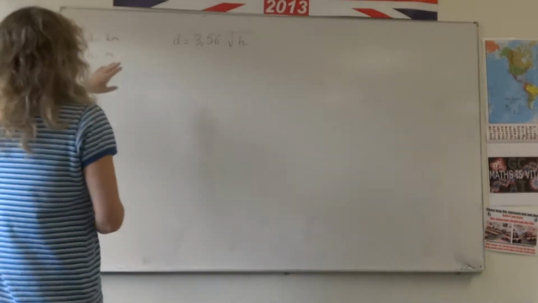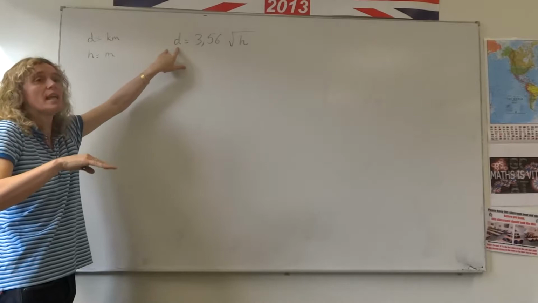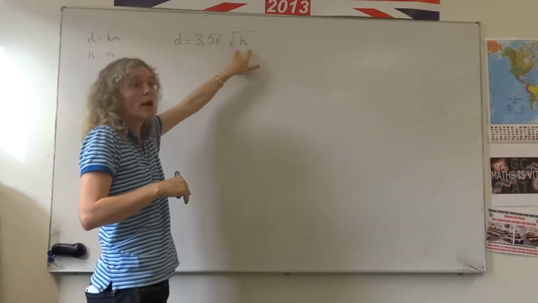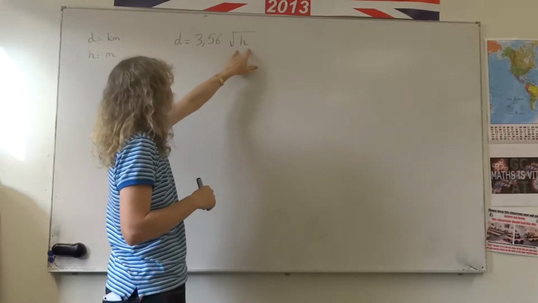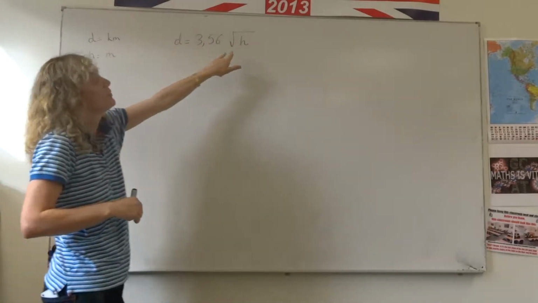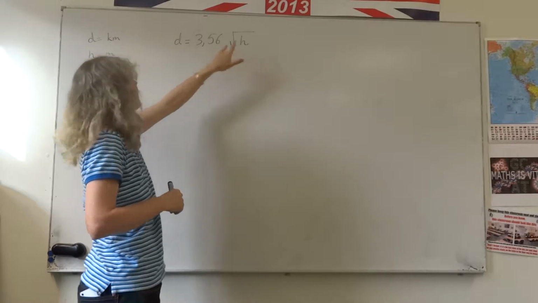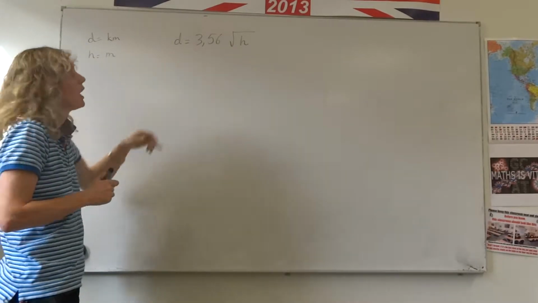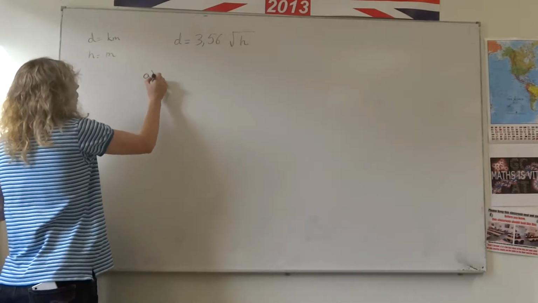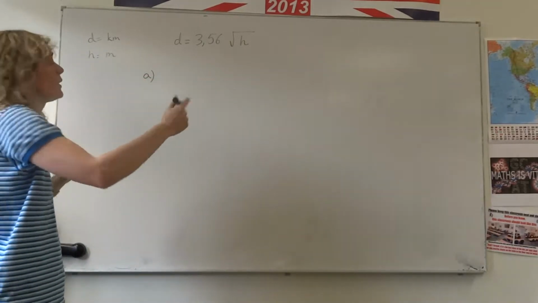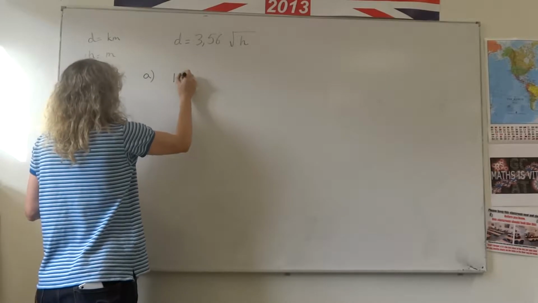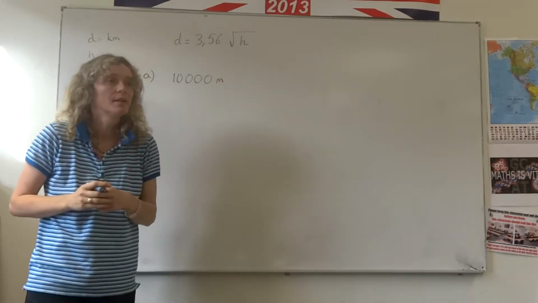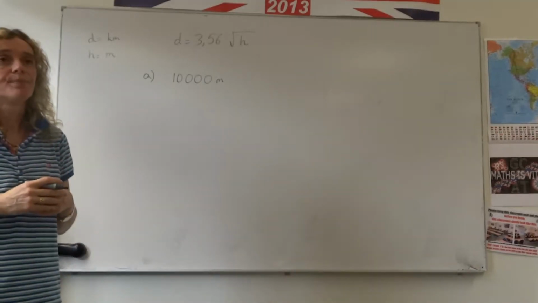Right, so they've given you this formula. The distance you can see is 3.56 times the square root of the height. And the unusual thing here is that the height is measured in meters, but the distance that you can see is measured in kilometers. And then they've said, okay, how far would you be able to see if you were in an aeroplane at a height of 10,000 meters above sea level?